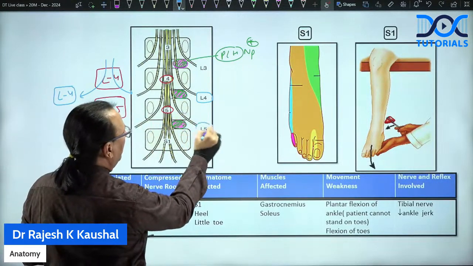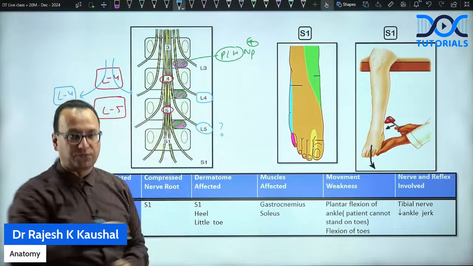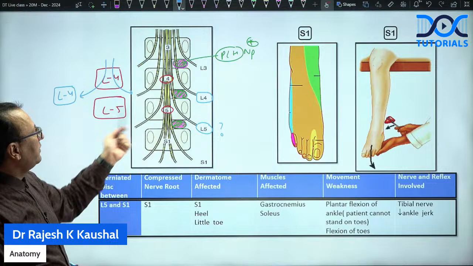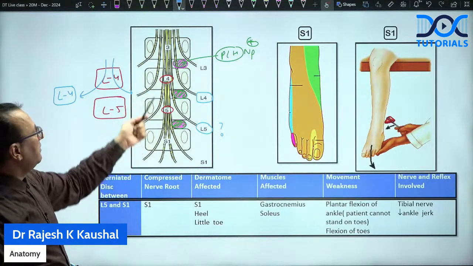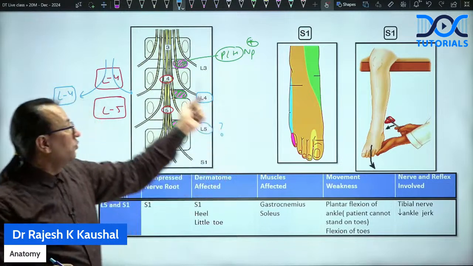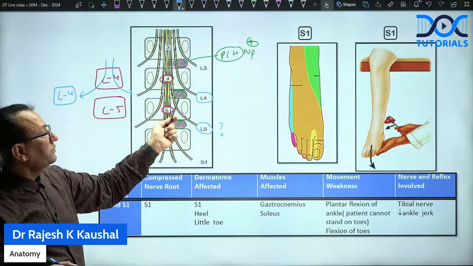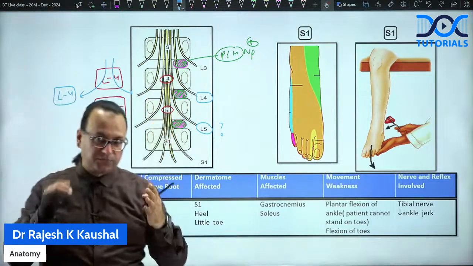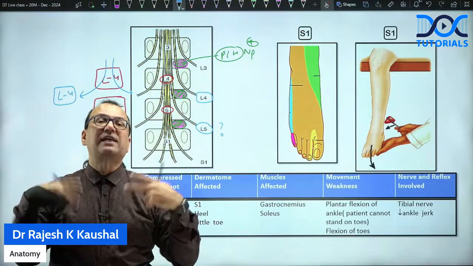L5 is involved. Now, why L5 is involved and why not L4 is also a logical thing. L4 vertebra, L5 vertebra, which nerve passes between them? L4 nerve. Then why is the L4 nerve not involved? Why is the next nerve, L5, involved? Because the slip disc is going in such a way that it is compressing the next nerve.